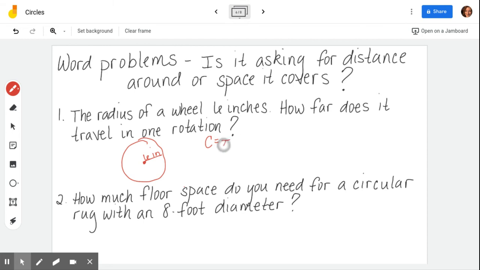Circumference equals pi times d. So I'm going to take 3.14 times, not times 6, that's the radius. The diameter would be 12. Typically in word problems, you're not usually asked to leave them in terms of pi. You usually need to go ahead and do the multiplication. So let's go ahead and do 3.14 times 12.